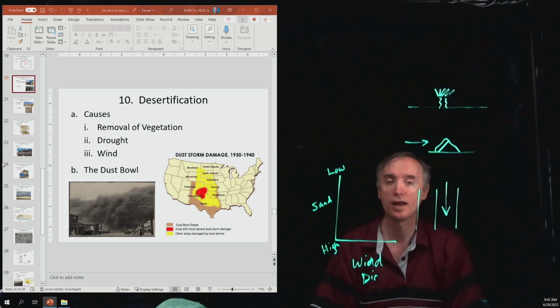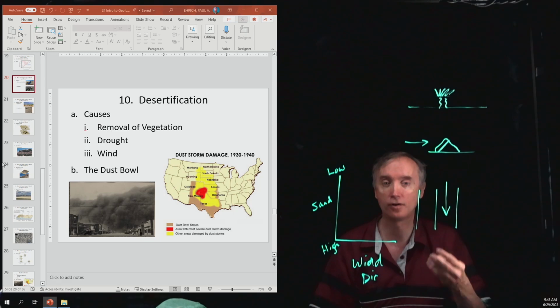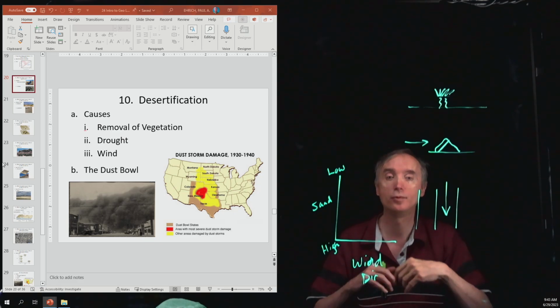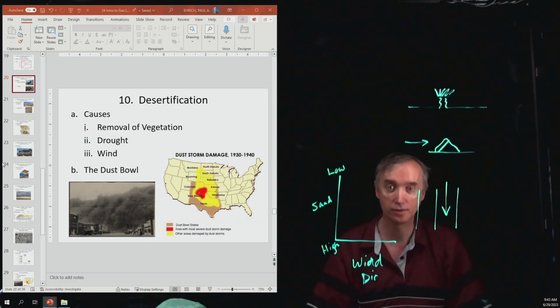Well, I want you to have an understanding of the Dust Bowl in the Great Plains of North America during the 1930s. And so this was caused by a number of things. So there was no one thing that caused the Dust Bowl. It was a combination of things that caused it. So number one was farming. So people went in and they were farming the Great Plains. And as they would till the ground, they would be breaking up the root systems of the vegetation. And then that root system was what was holding the soil in place.